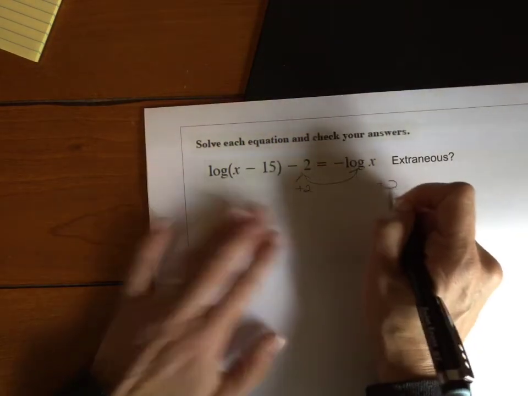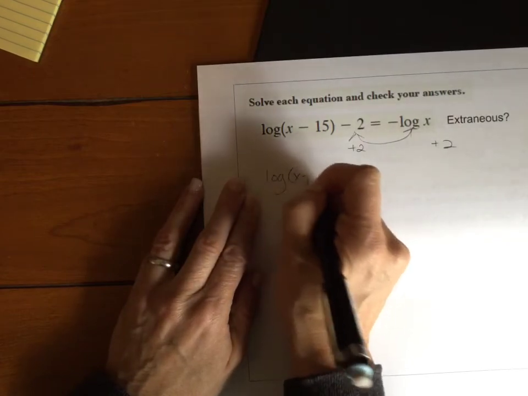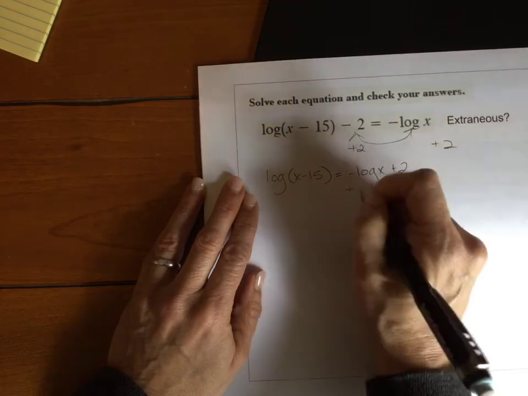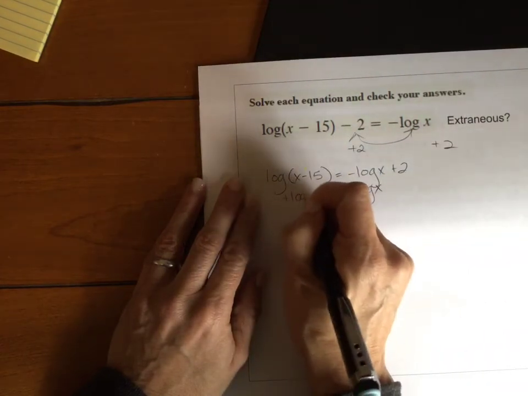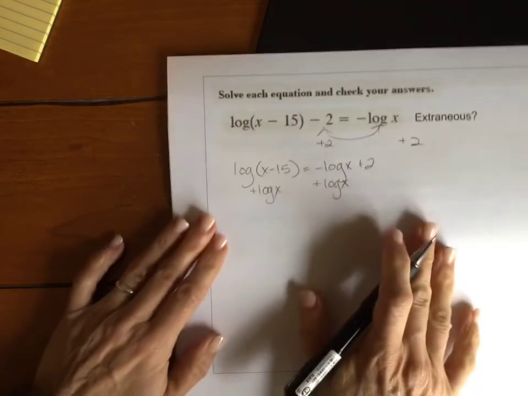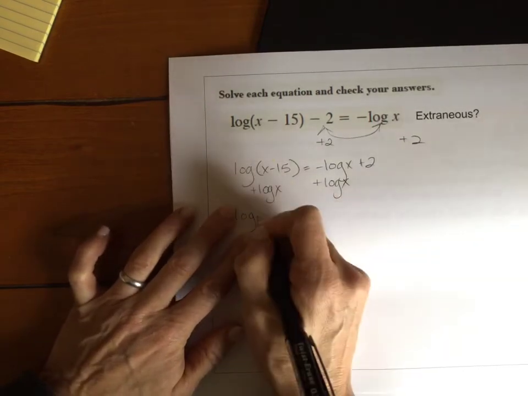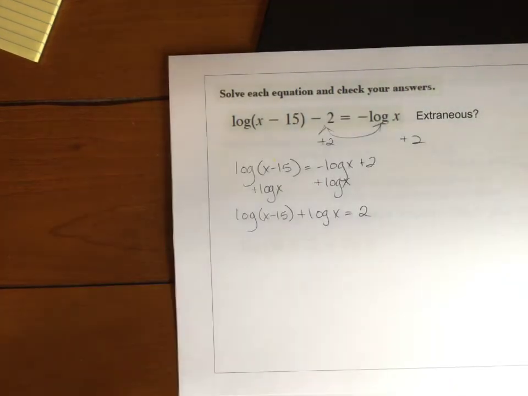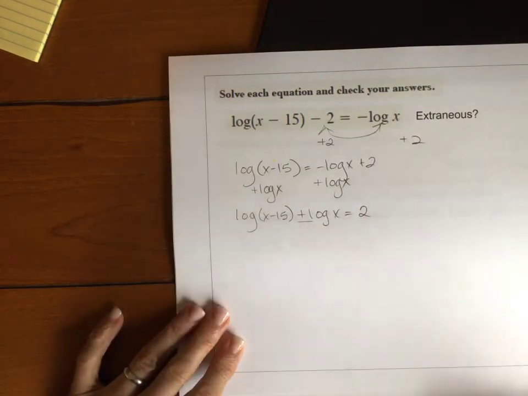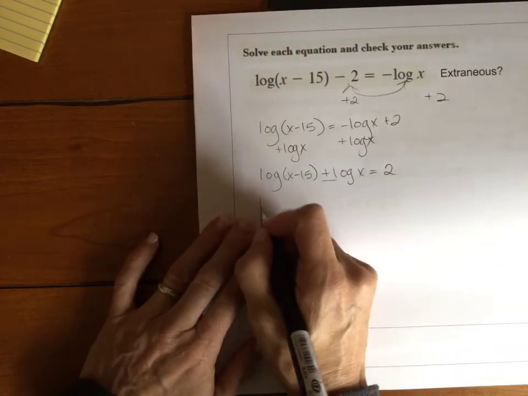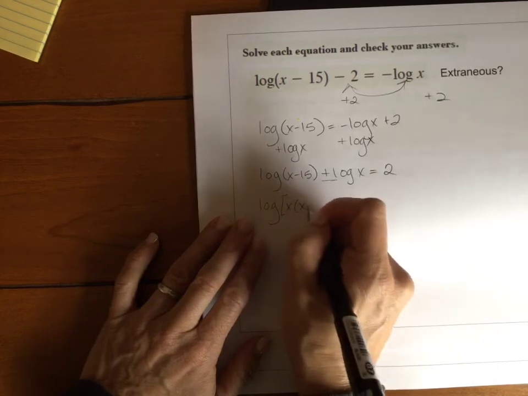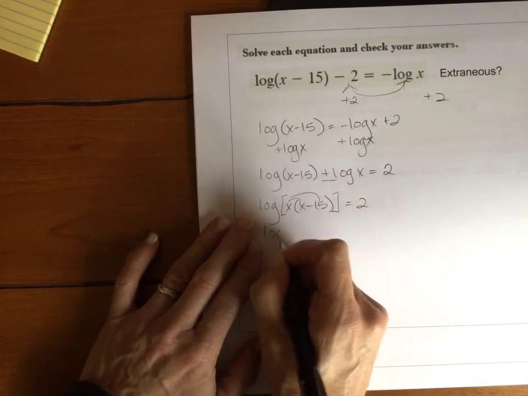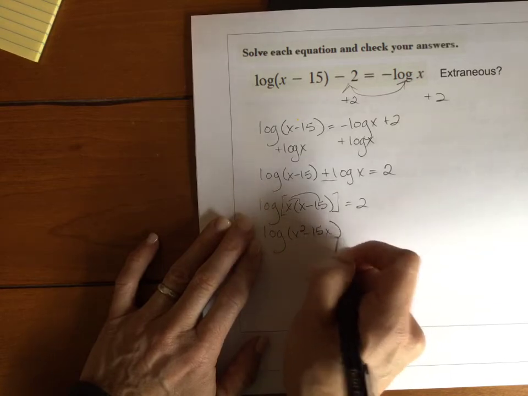I'm going to add 2 to both sides. So that gives me log of x minus 15 equals negative log x plus 2. Now I want to get the log x on the other side, so I'm going to add it to both sides, like that. So I get log of x minus 15 plus log of x equals just 2. And again, we should note right here that this addition means multiplication. So I would have log of x times x minus 15 equals 2. And then if I distribute, I get log of x squared minus 15x equals 2.